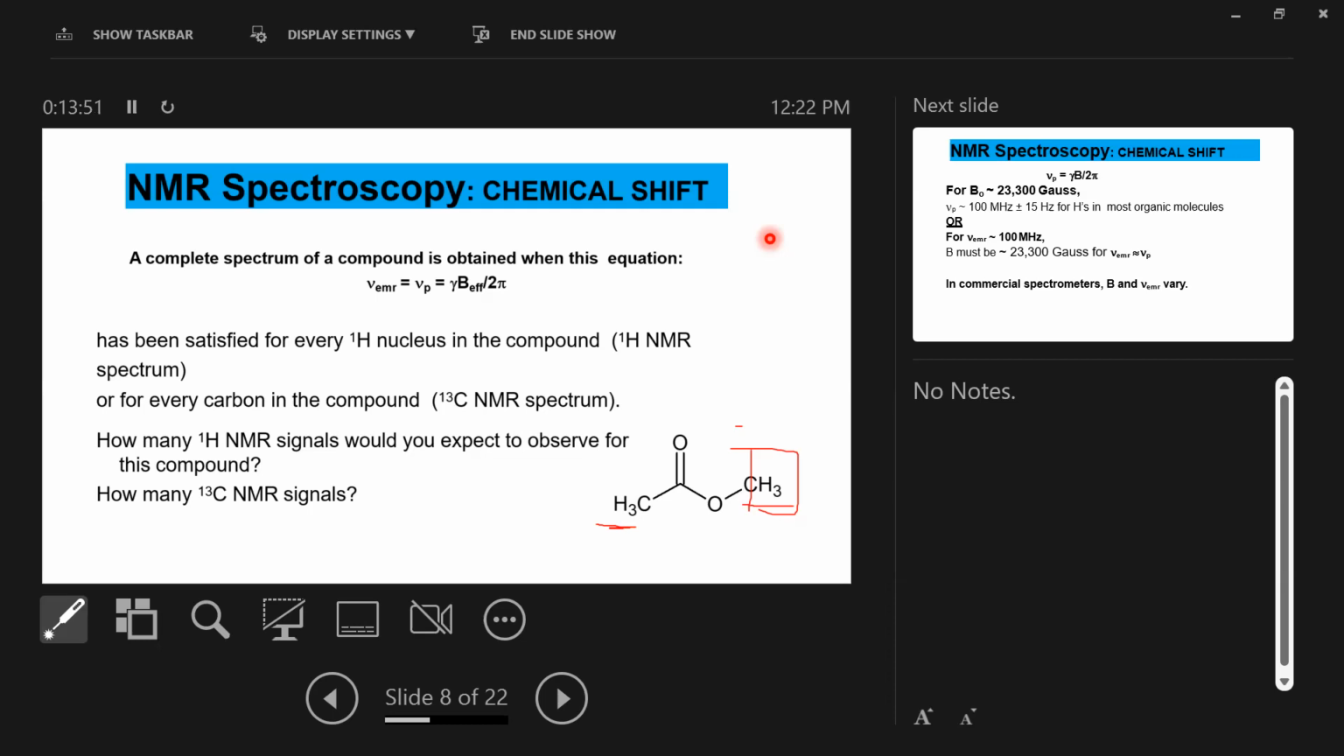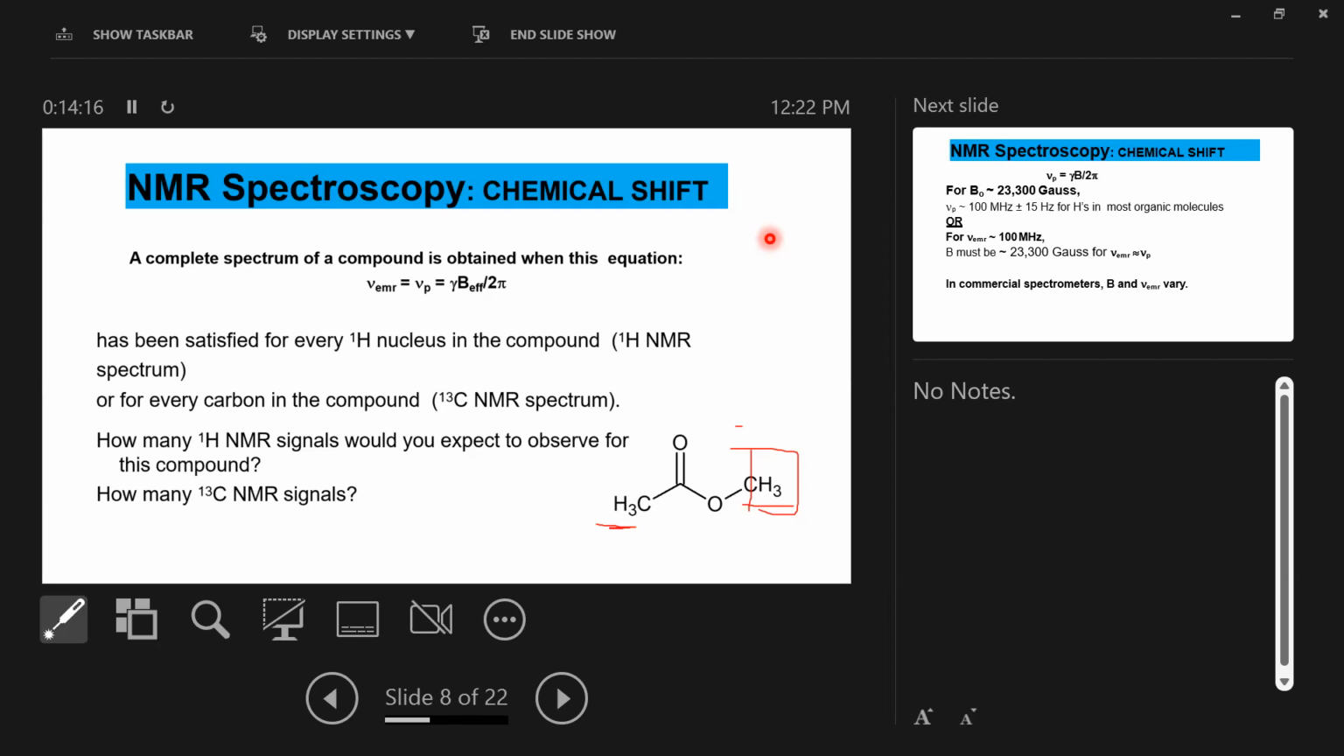All right, so we spoke about how many proton signals there are going to be. So you expect to see two different sets of proton signals. So two sets of proton signals. How many carbon signals are you expecting? The first thing you need to do is: are they in the same environment? How many carbons are in this compound?